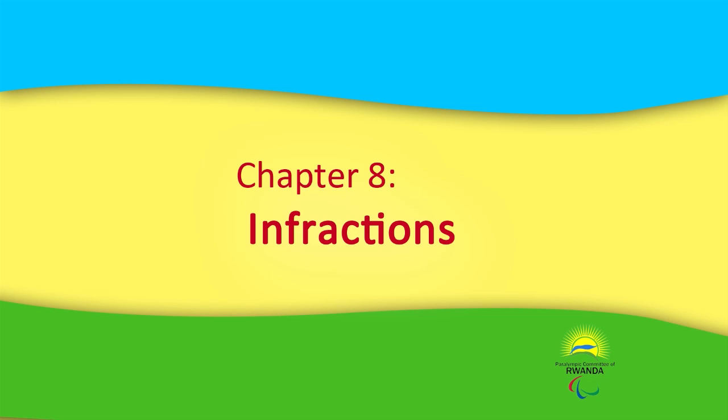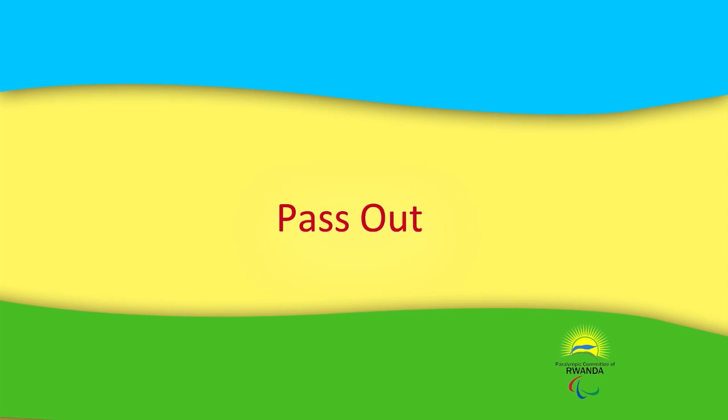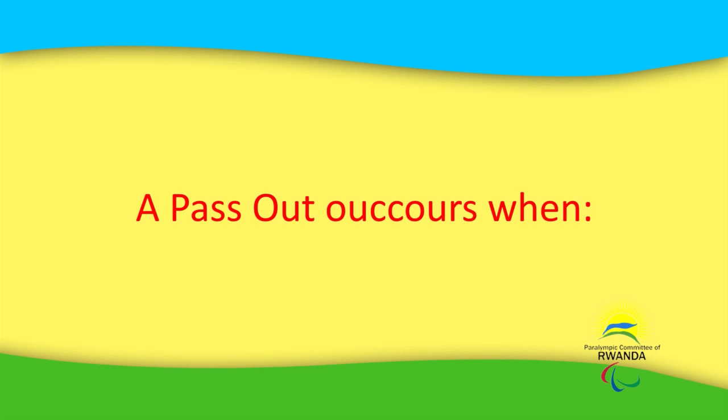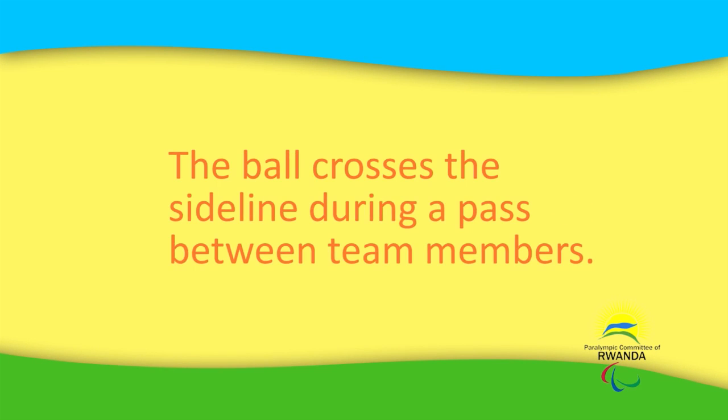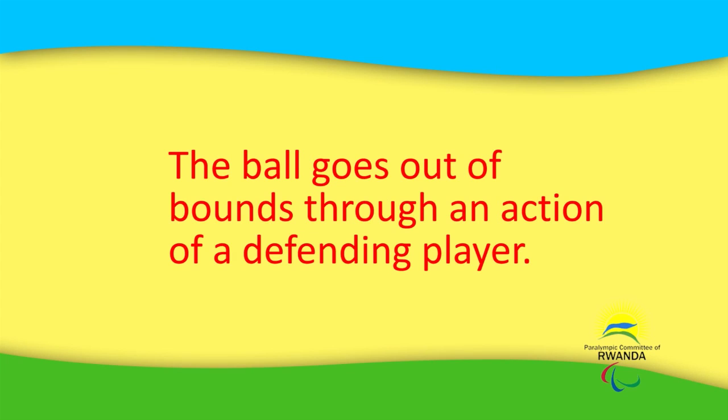Chapter 8. Infractions. In the case of an infraction, the ball shall be turned over to the defending team. Pass out. A pass out occurs when the ball crosses the sideline during a pass between team members, or the ball goes out of bounds through an action of a defending player.